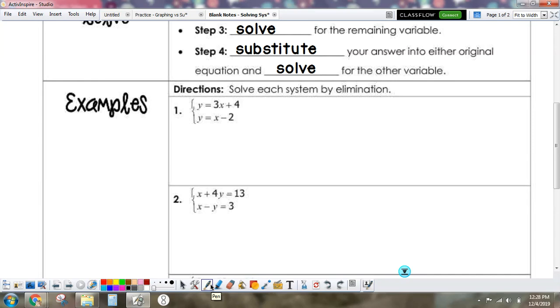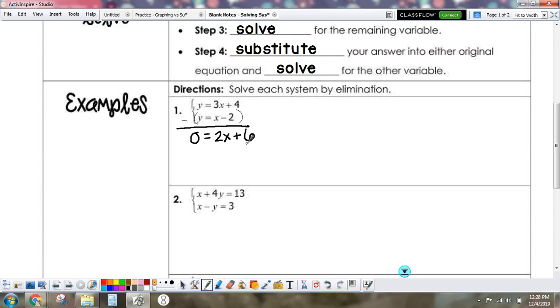So what I'm going to do is either add or subtract. In this case, I have a positive y and a positive y. So if I want to get rid of one of these, I need to subtract. So I'm going to subtract down here, and I'm going to make all of those now a subtraction problem. So y minus y, which I know is 0. 3x minus x is 2x. 4 minus a negative 2, so that's addition. So 4 minus a negative 2 is a positive 6.